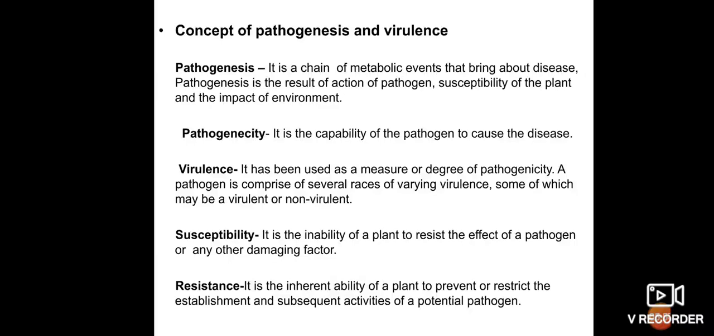Next is susceptibility. It is the inability of a plant to resist the effect of a pathogen or any other damaging factor. And opposite to susceptibility is the term resistance. Resistance is the inherent ability of a plant to prevent or to restrict the establishment and subsequent activities of a potential pathogen.